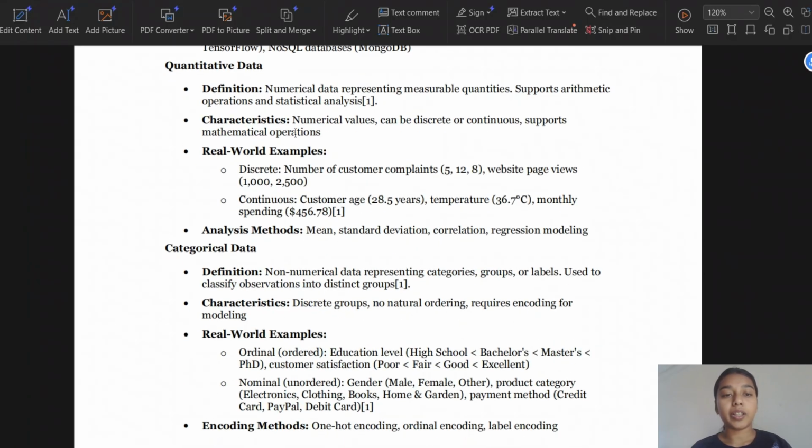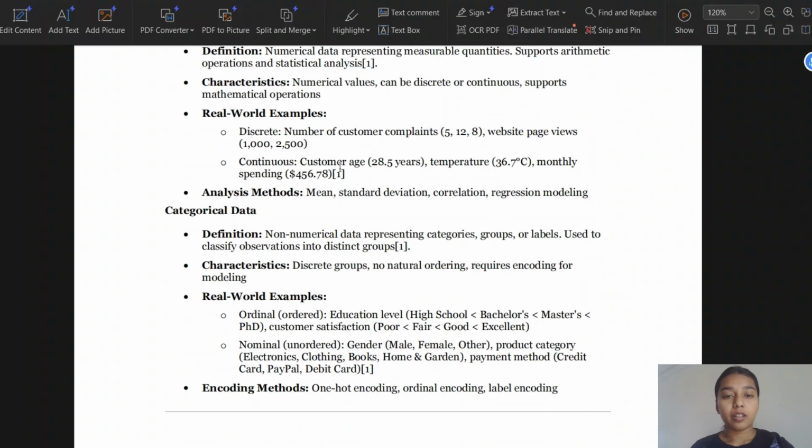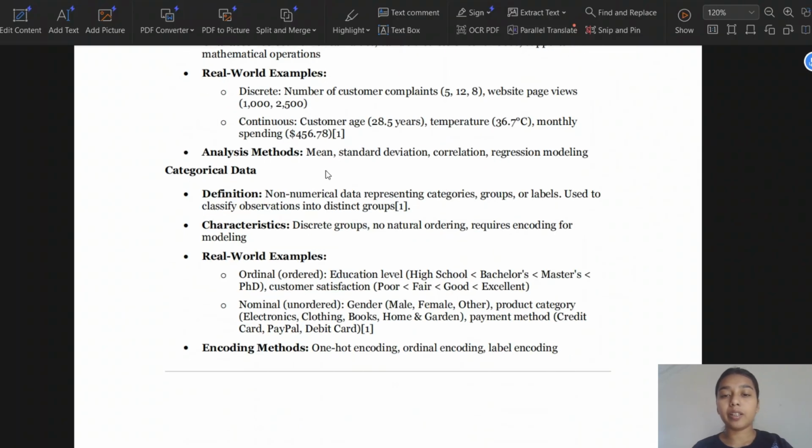Third, quantitative data. Numerical data representing measurable quantities, supports arithmetic operations and statistical analysis. Characteristics: numerical values can be discrete or continuous, supports mathematical operations. Example: first, discrete, number of customer complaints, website page views. Second, continuous, customer age, temperature, monthly spending. Analysis: mean, standard deviation, correlation, regression modeling.